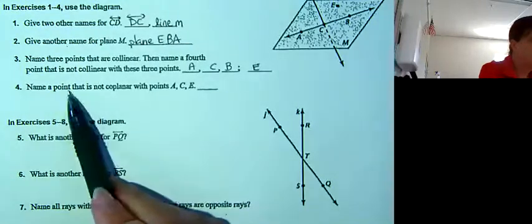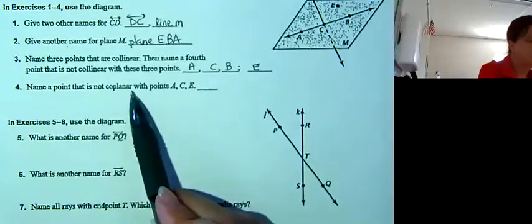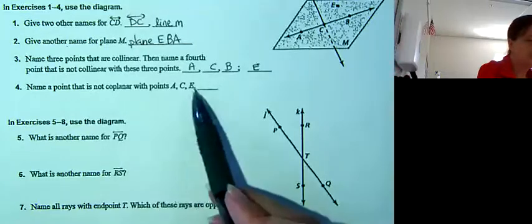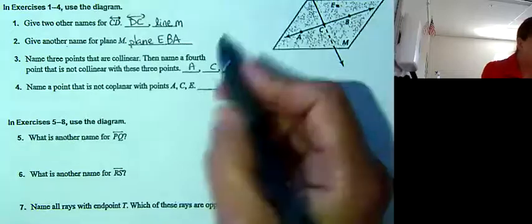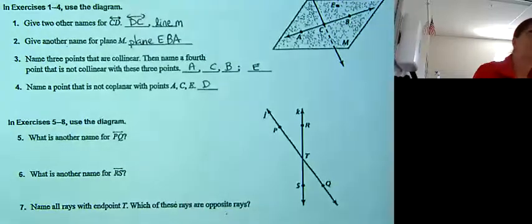And then 4, name a point that is not coplanar or non-coplanar with points A, C, and E. So A, C, and E are all on the plane. So the one point that is not is point D.